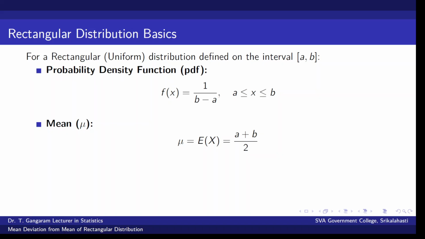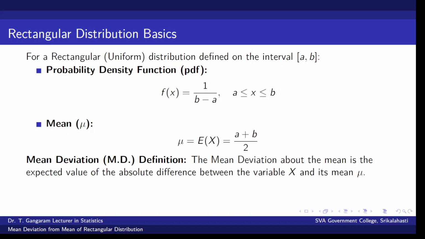We derived the mean of rectangular distribution: mu is equal to expectation of x is equal to (b plus a) by 2. Let us define the mean deviation. The mean deviation about the mean is the expected value of the absolute difference between the variable x and its mean mu.